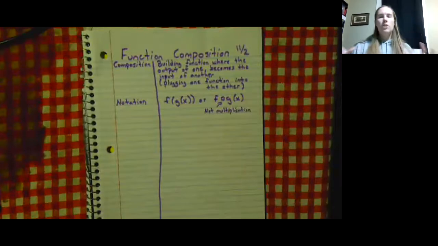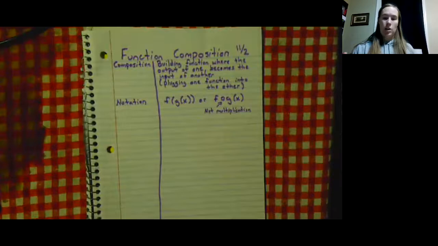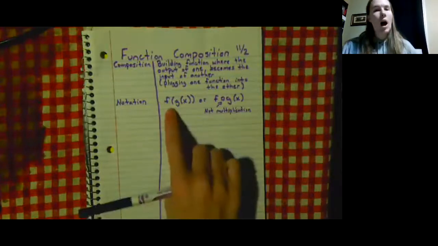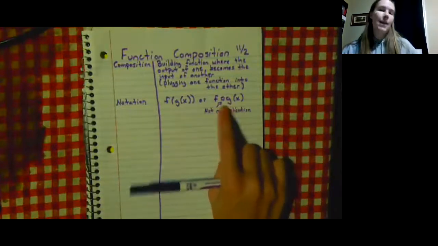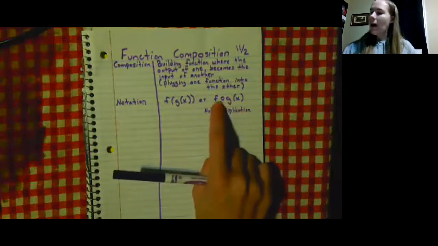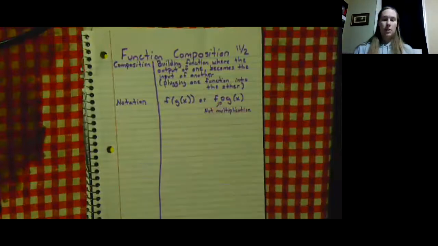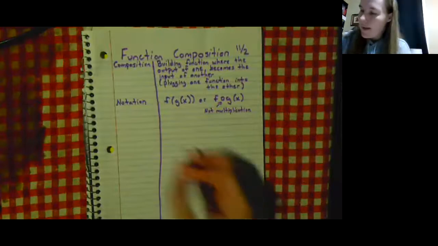I just want you to make sure you see what all of the different forms are if you run into this notation. This one is the most common notation, but sometimes you will run into problems that look like this, and that open circle there means composition. So let's figure out, what does this mean? How does it work? So let's do an example.